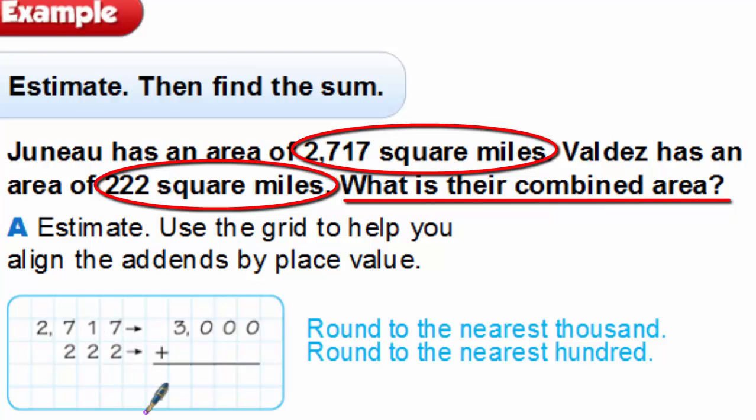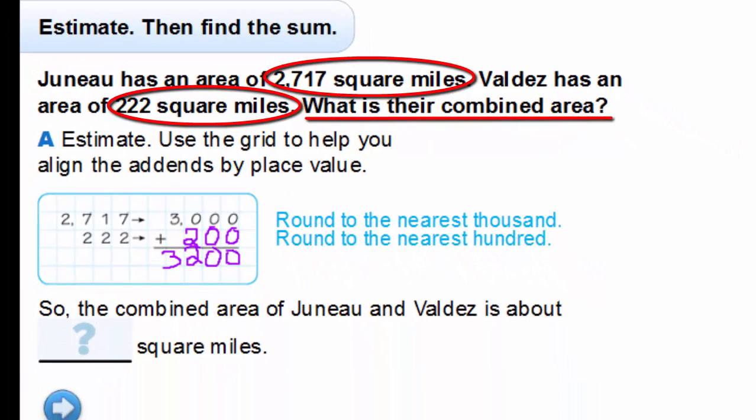What's 222 rounded to the nearest hundred? Good. 200. So we're going to line up the hundreds, line up the tens, line up the ones, and we're going to add. What is 3,000 plus 200, everybody? You are awesome. It's 3,200. So the combined area of Juneau and Valdez is about 3,200 square miles.